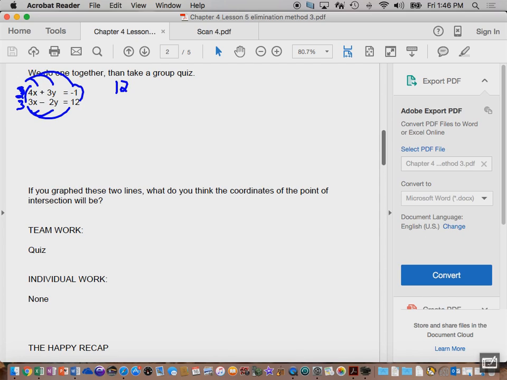So that gives me 8x plus 6y equals -2. And then 9x minus 6y equals 36. Now, this is always going to be a beautiful thing when I get the positive 6y and the negative 6y on top of each other, because that means they're going to cancel out when I add them up. 9x and 8x is 17x, equals -2 and 36 is 34.